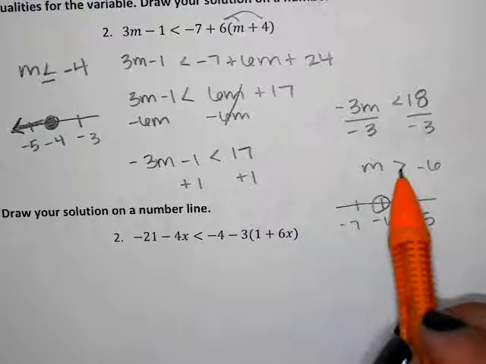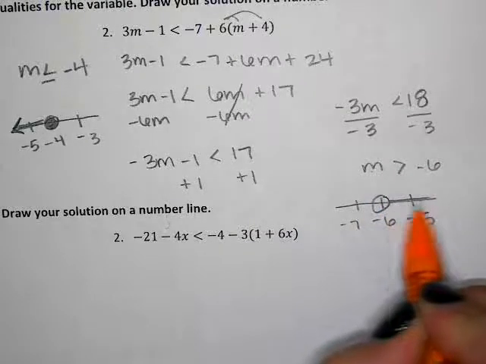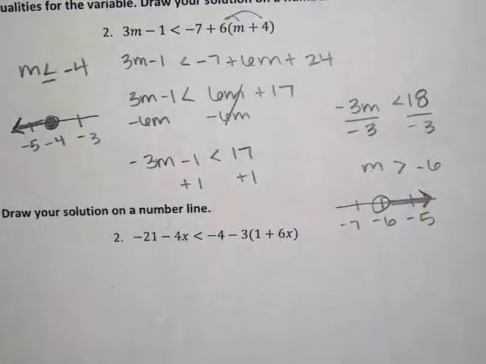Variables on the left, so we can copy the arrow. We're going to go to the right. All the numbers that are greater than negative 6 go to the right. Okay.